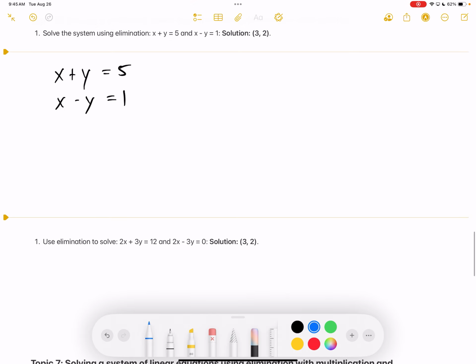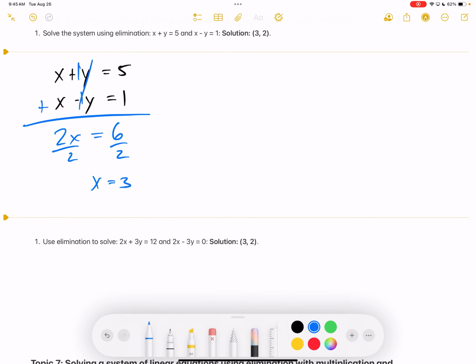So this first topic's pretty easy. I have positive 1y and negative 1y. So if I were just to add up these equations, my y's would cancel out. I have x plus x is 2x, positive 1y, negative y cancel out, and then 5 plus 1 is 6. They call this the addition or the elimination method because when I add them up, the y's get eliminated. And again, to know you did this right, I have a simple equation with just x's in it. So I just divide by 2, and x equals 3.